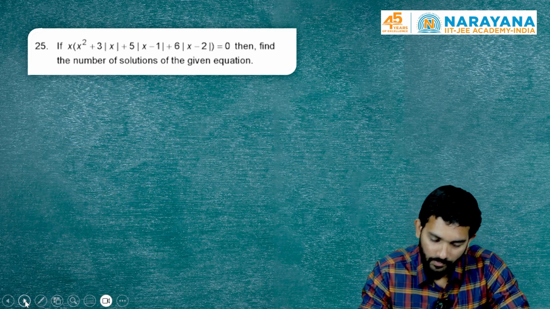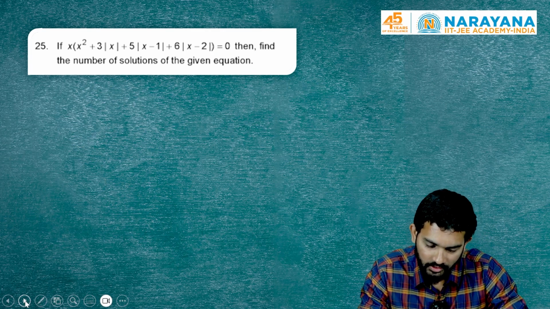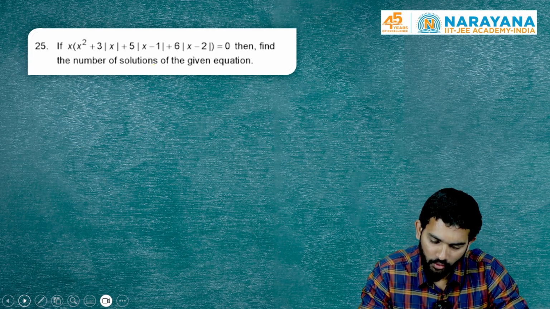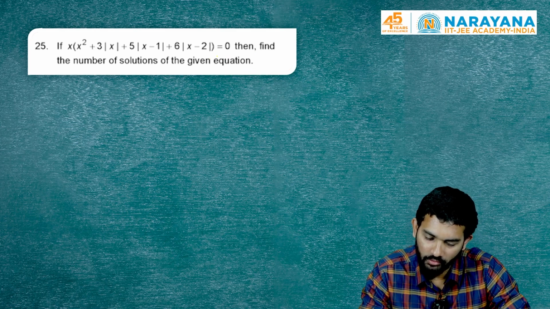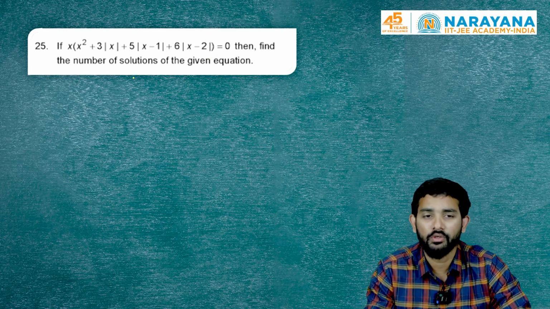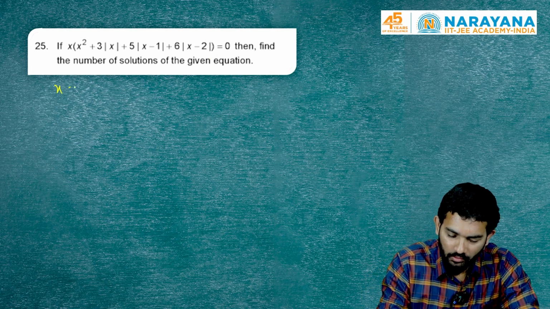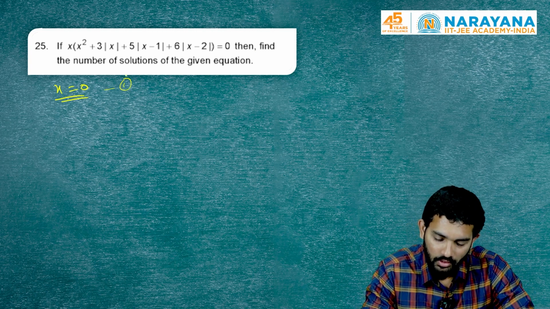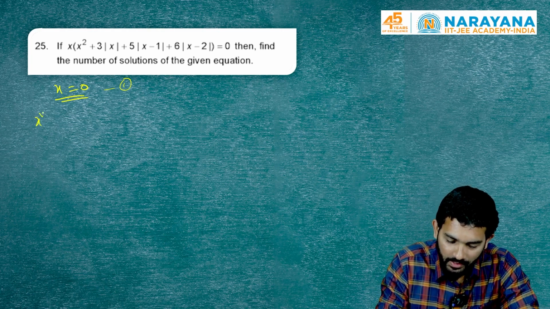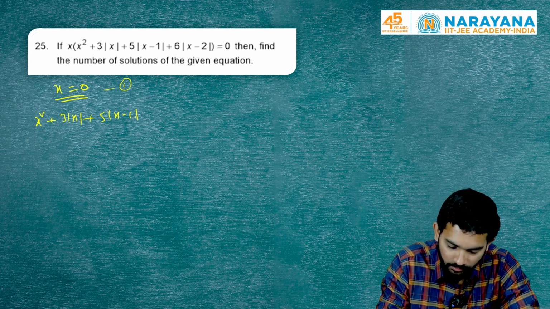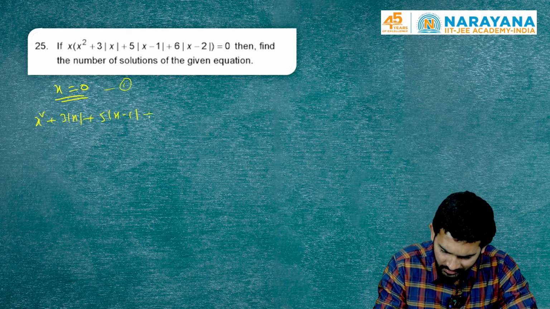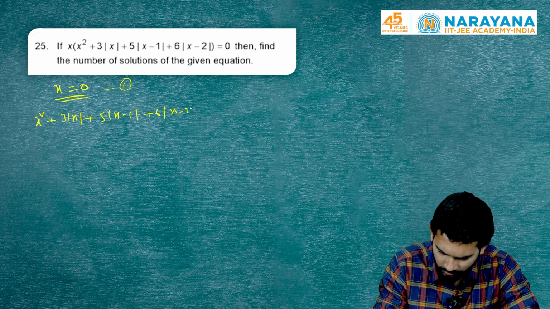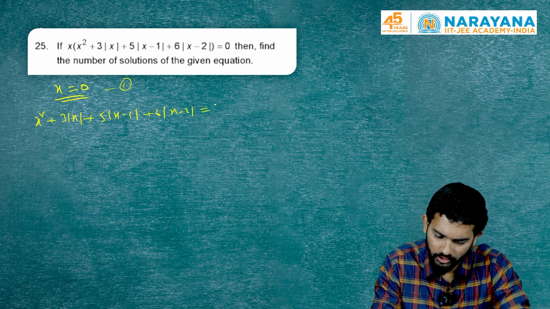Next question. x(x² + 3|x| + 5|x − 1| + 6|x − 2|) = 0. Then find the number of solutions to the given equation. So obviously x = 0 is one root when I equate it to 0. So this is one solution. Then the remaining part, x² + 3|x| + 5|x − 1| + 6|x − 2| = 0.